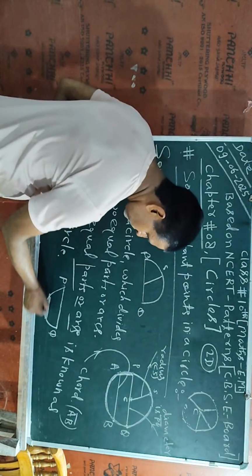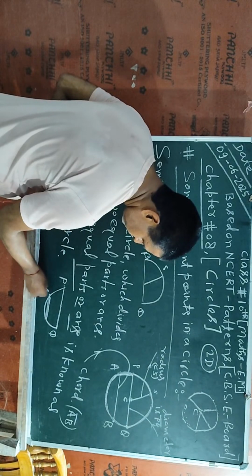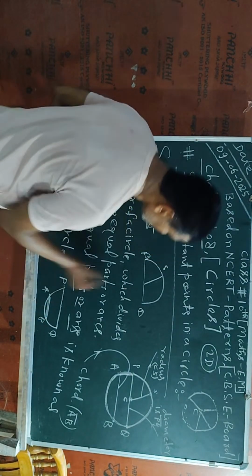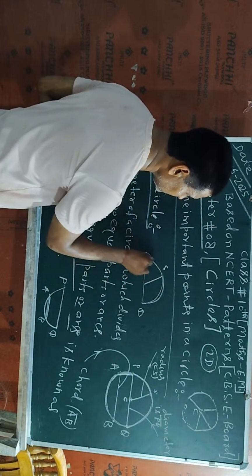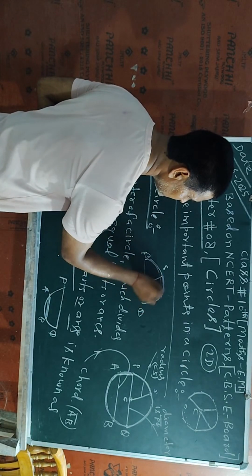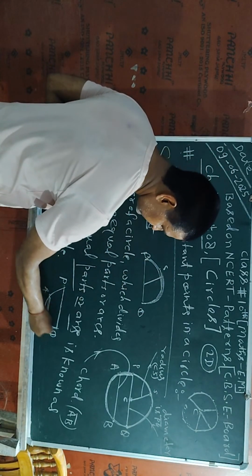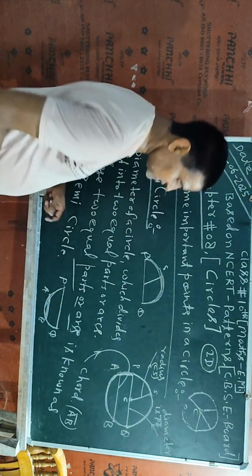Here I have taken one circle. Its name is AB. This is one semicircle, and this is another semicircle. Both semicircles are equal.